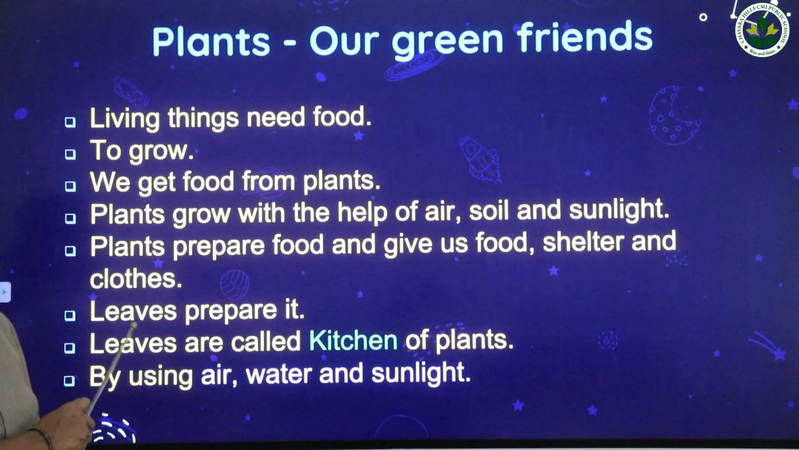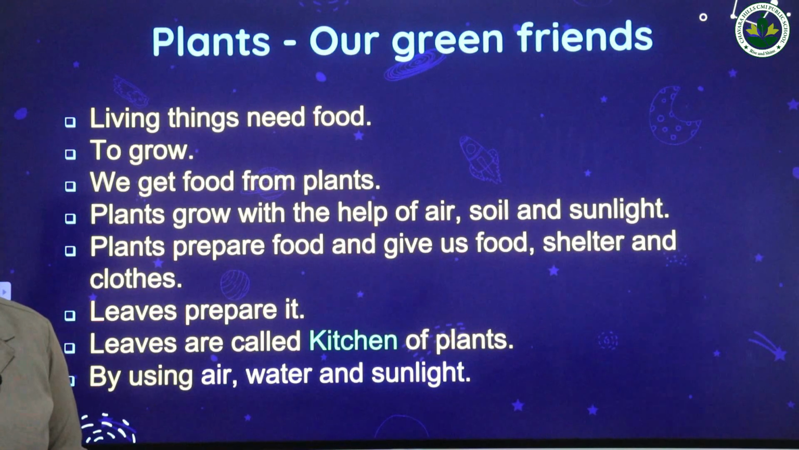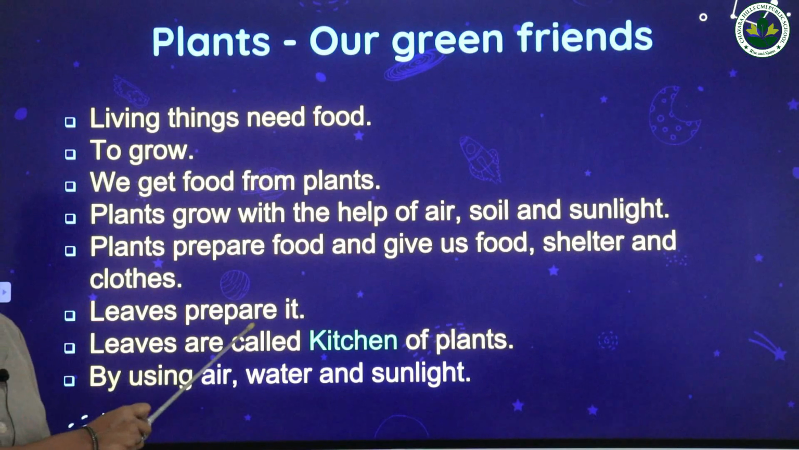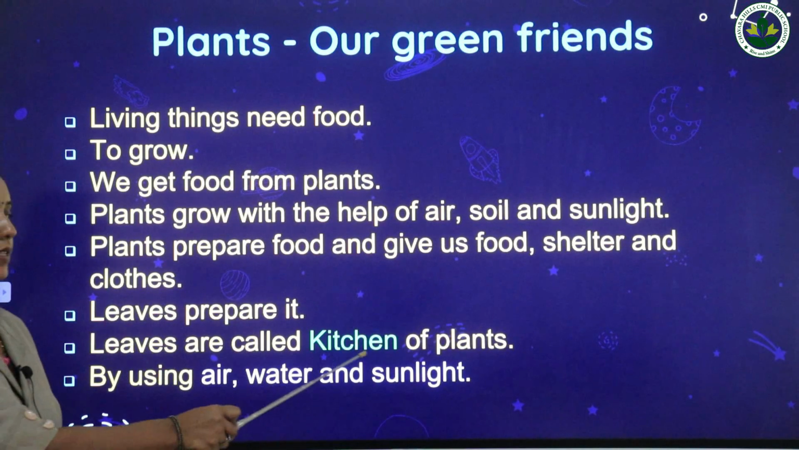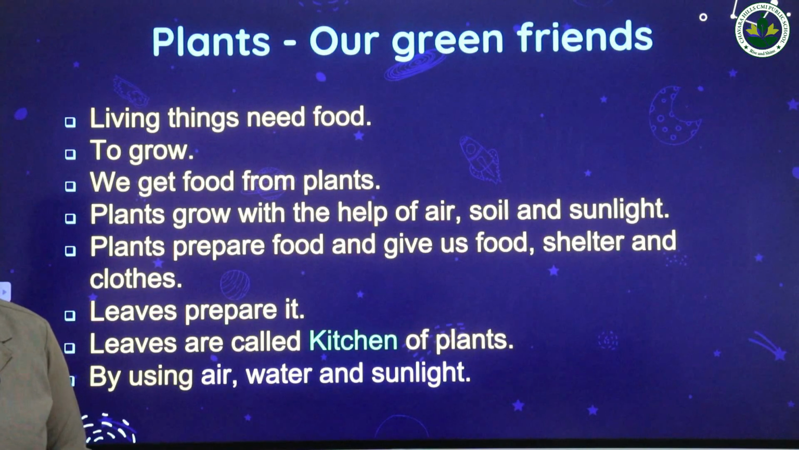And I told you, plants prepare food. So they prepare food in a particular part, and this food is prepared in the leaves of the plant. So leaves prepare food, and hence leaves are called the kitchen of plants. So what are leaves called? Leaves are called the kitchen of the plants.